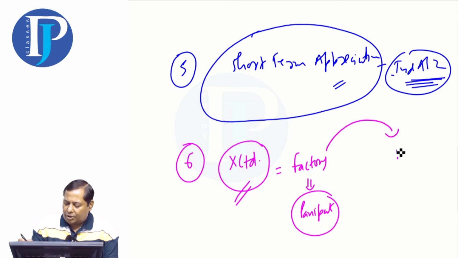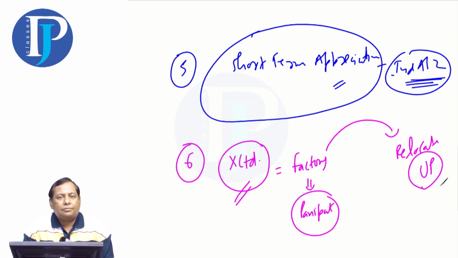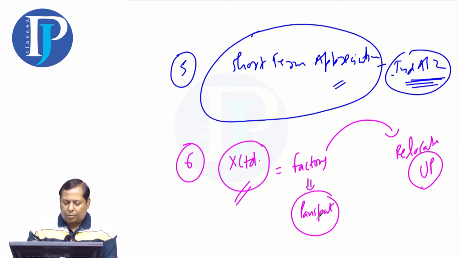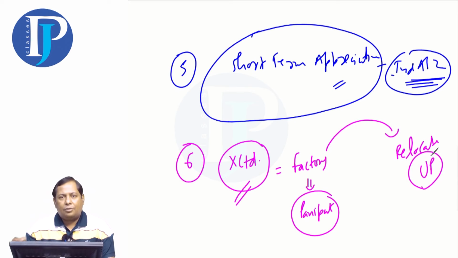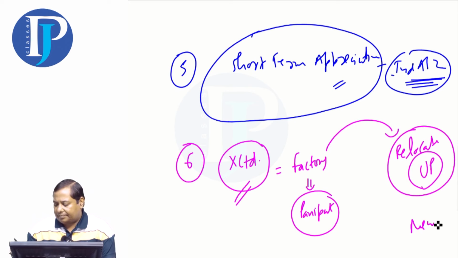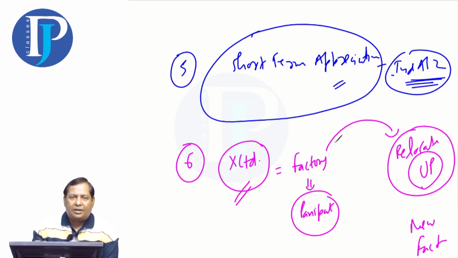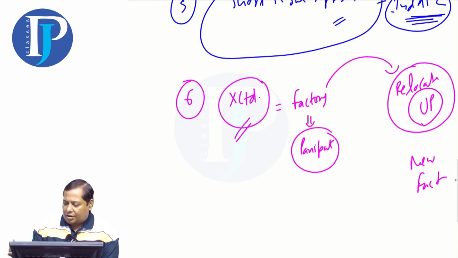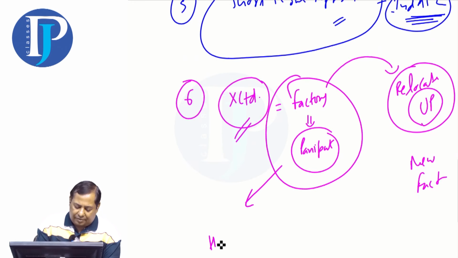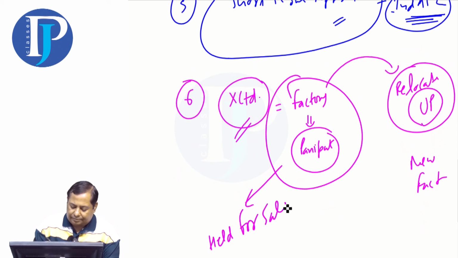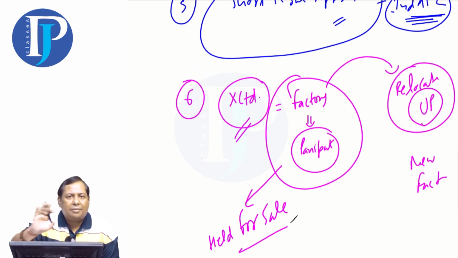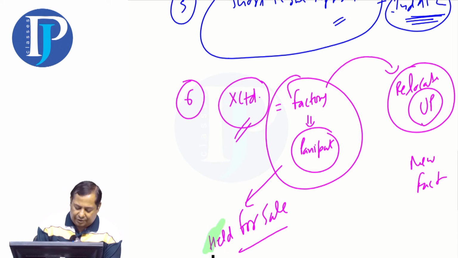So what they did is they relocated their factory in UP. They moved their factory from Haryana to Uttar Pradesh. So what they did, they built a new factory here. They felt that the UP government is very motivating for startups, giving subsidies. They moved their factory from Haryana to UP. And they are going to sell this factory. Held for sale. This land and building. But what is it? It is held for sale. So it falls under Ind AS 105.